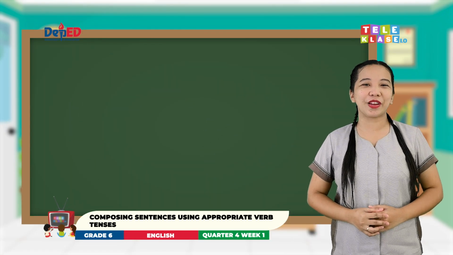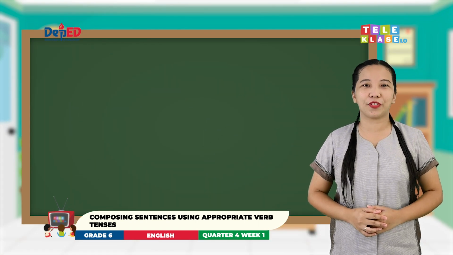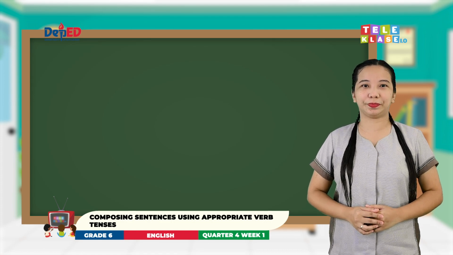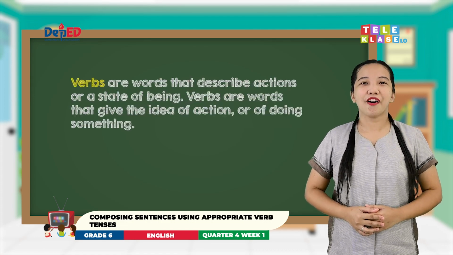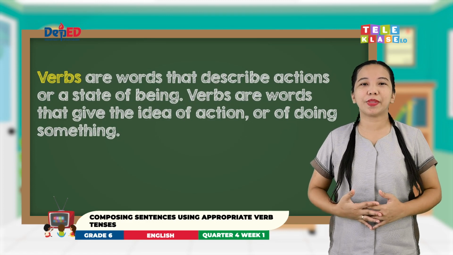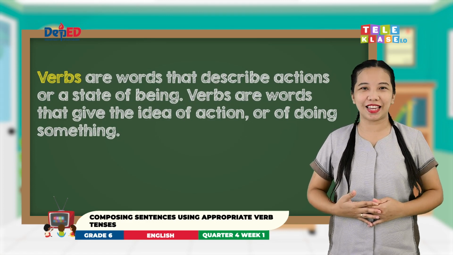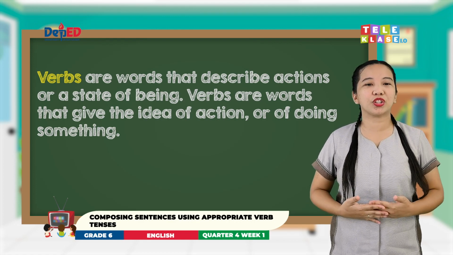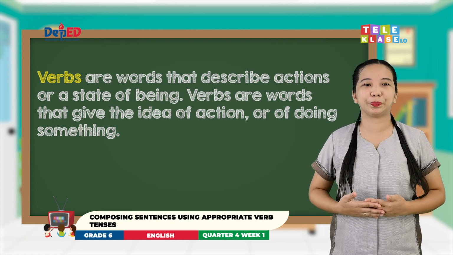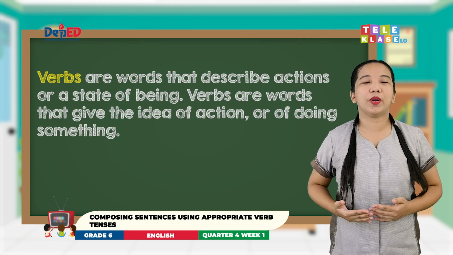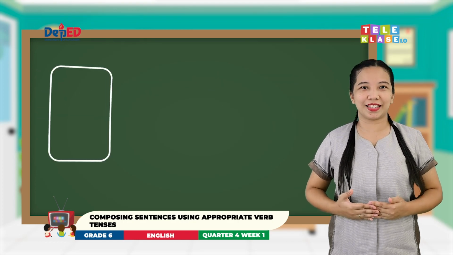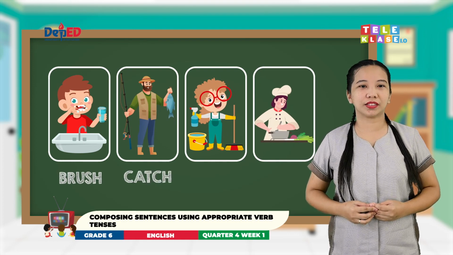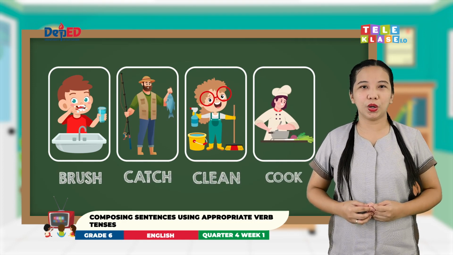You have learned in your previous lesson about the different verbs. Let's make a quick recall about verbs. Verbs are words that describe actions or a state of being. Verbs are words that give the idea of action or of doing something. Here are some examples of the verbs or action words. Brush, catch, clean, cook.